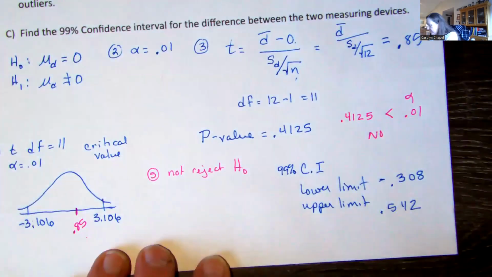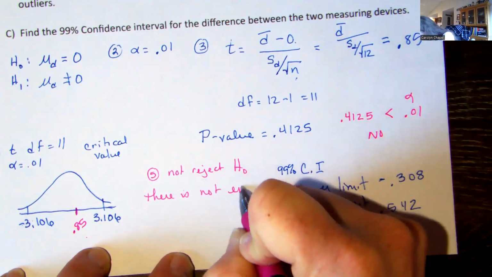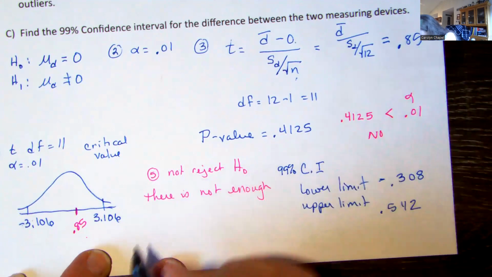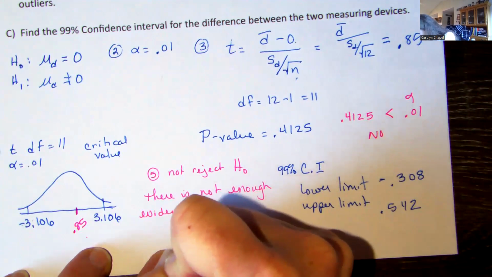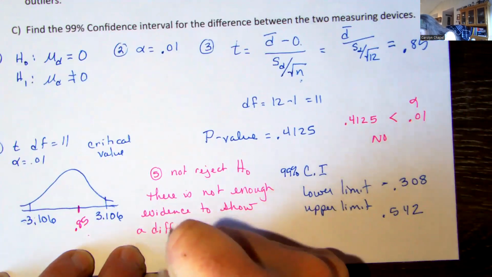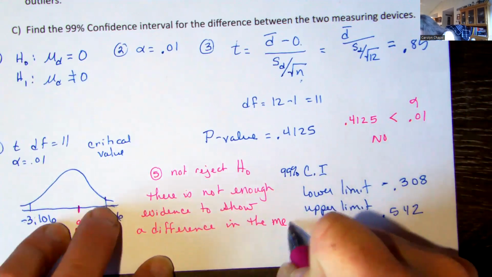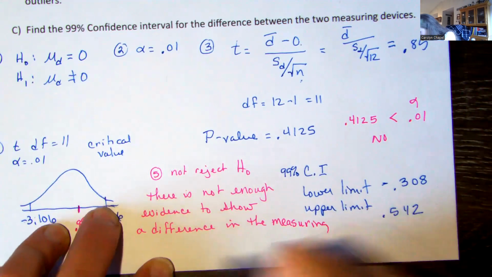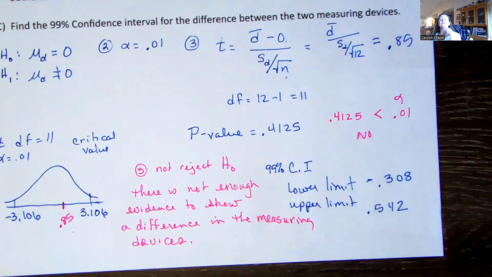It's not, which means there's not enough evidence. There is not sufficient, substantial, enough evidence to show a difference in the measuring devices. So they are very close to one another based on our, well, we're not going to say they're equal, but we're going to say we can't say that they're different.